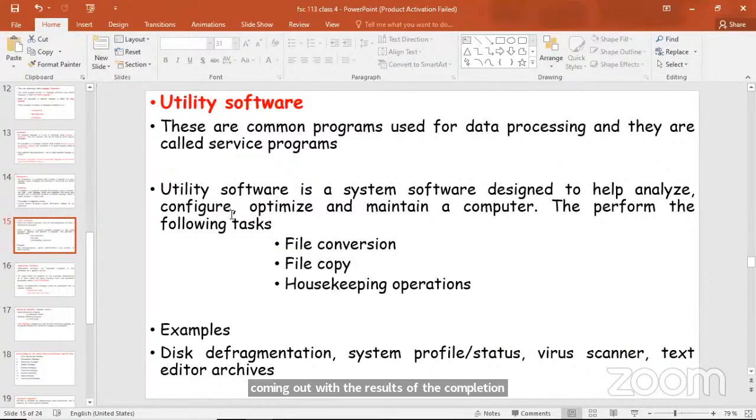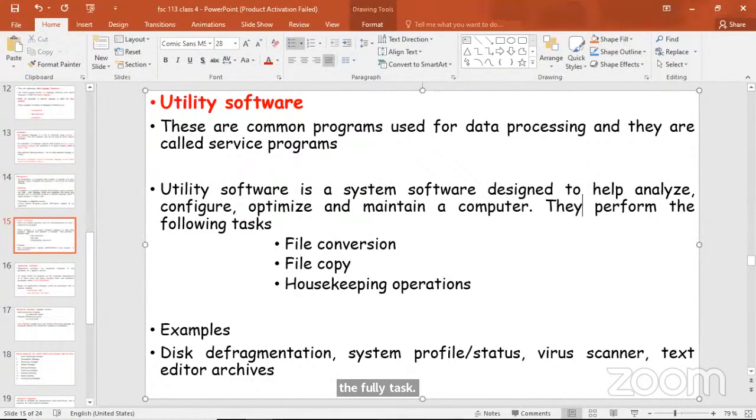So, utility software. These are common programs used for data processing, and they can be called service programs. Utility software is system software designed to help analyze, configure, optimize, and maintain a computer. They perform the following tasks: file conversion, file copy, and housekeeping operations.